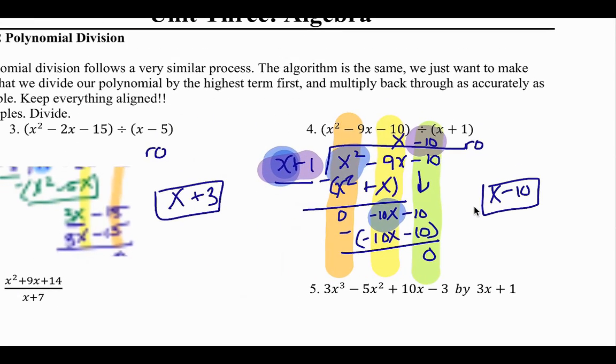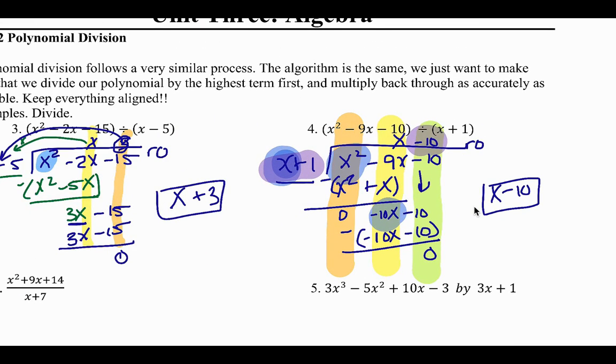So let's compare the two. Both times, I got 0, which gives me a remainder of 0. And this time up here I had x and 3, so I put them together with a plus sign. And over here I had x and negative 10, so instead of writing x plus negative 10, we're just going to say x minus 10.